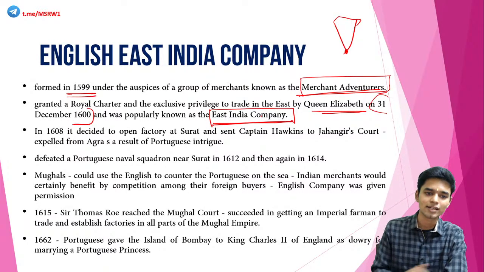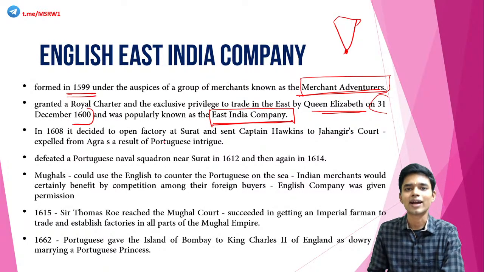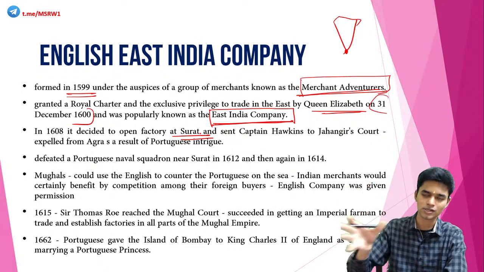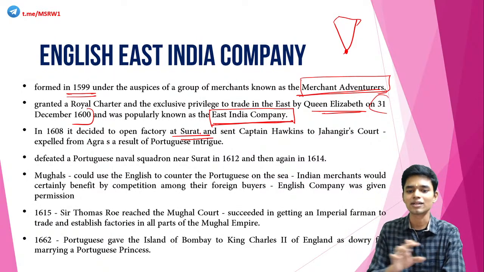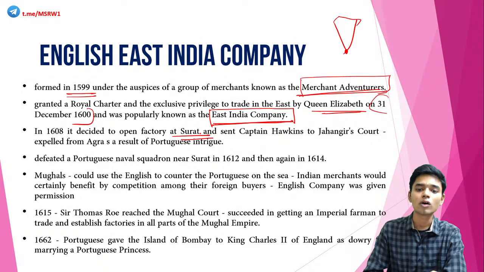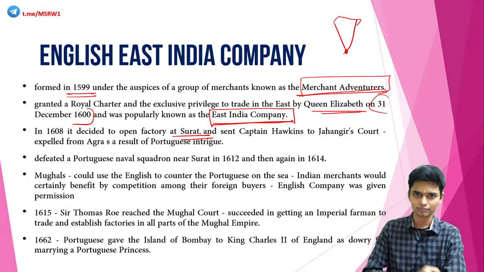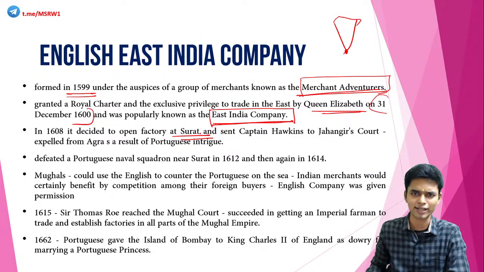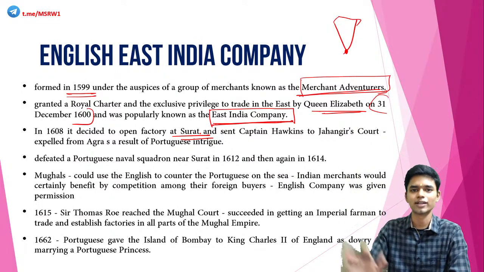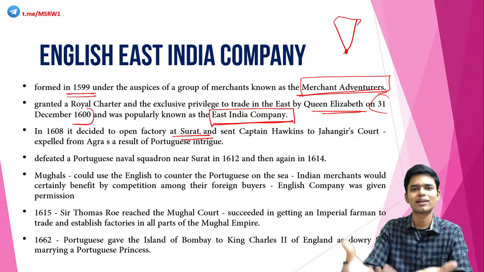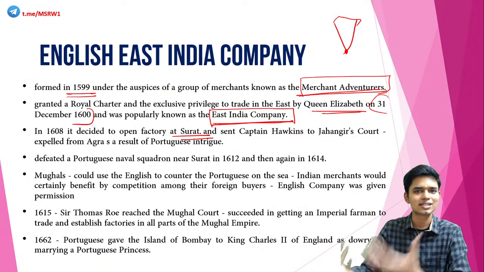In 1608, it decided to open its first factory in India, and it set up a factory in Surat, in Gujarat. Okay, in the province of Gujarat, in a place called Surat, it set up its first factory, and Captain Hawkins came to India, and he went into the court of Jahangir. Jahangir was the Mughal ruler at that time. Mughal dynasty was very much powerful at that time. So we see that they come as traders and they flatter the king, they beg for some concessions, etc., etc.